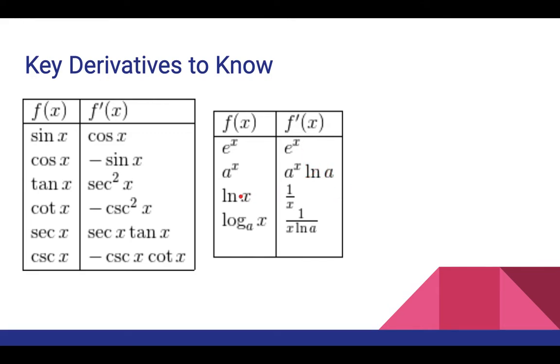The derivative of natural logarithm of x is always 1 over x, and then the derivative of log base a of x is 1 over x times natural logarithm of a.